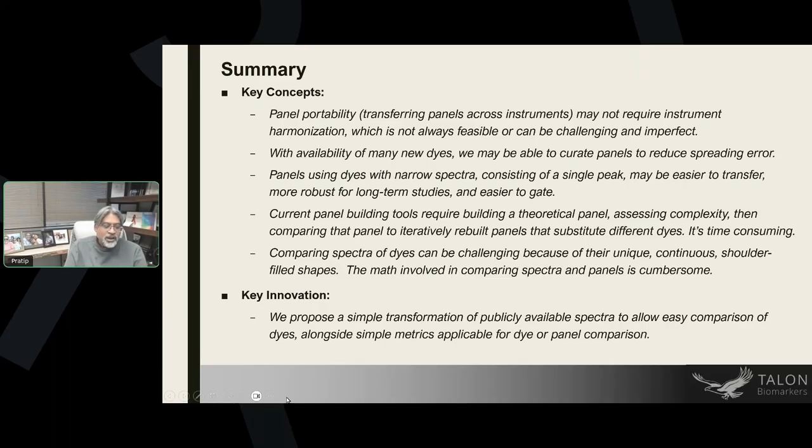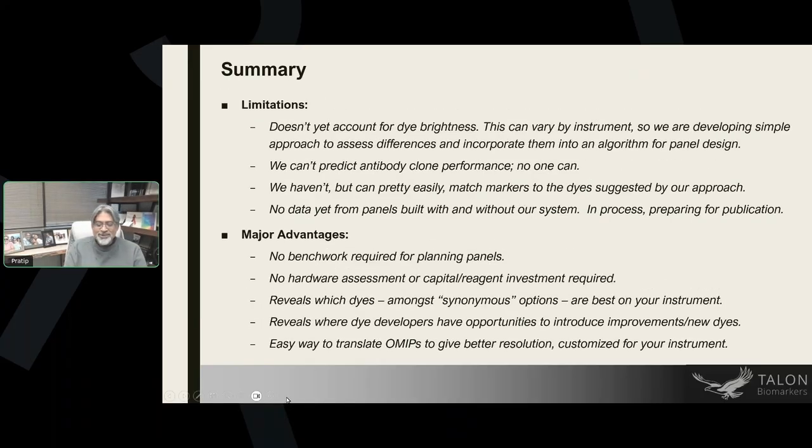The problem with comparing raw spectra, though, is that each of the spectra are unique. They're continuous. They have shoulders all over them. And the math involving comparing spectra and panels is cumbersome. So we propose, as an innovation here, to do a simple transformation of the publicly available spectral data to allow easy comparison of the dyes alongside simple metrics that could be applicable for dye and panel comparison that don't require too much thought and certainly don't require any cosines or tangents to work.